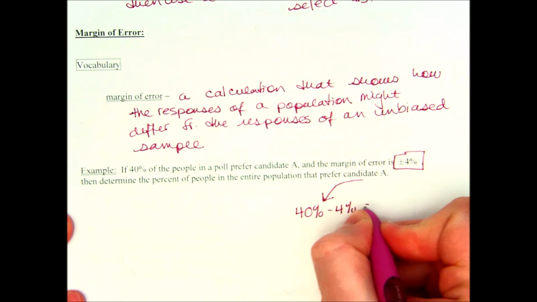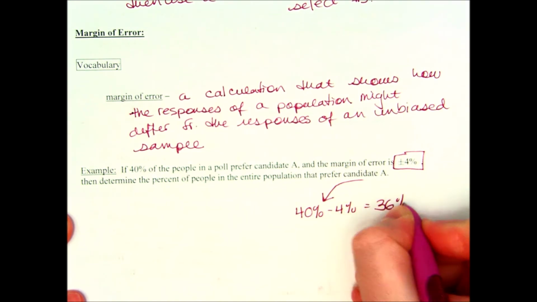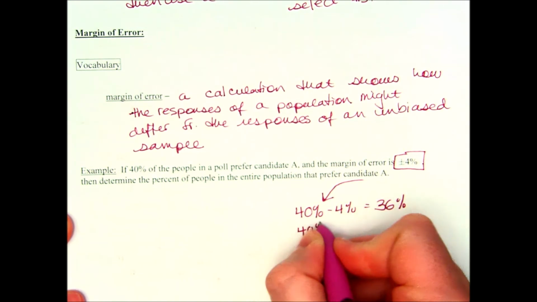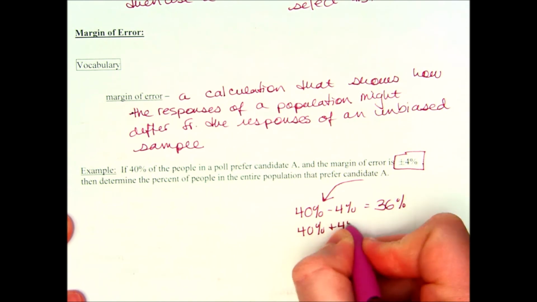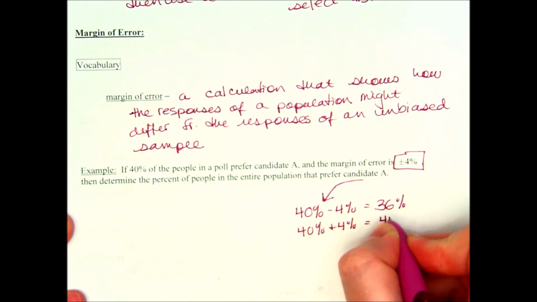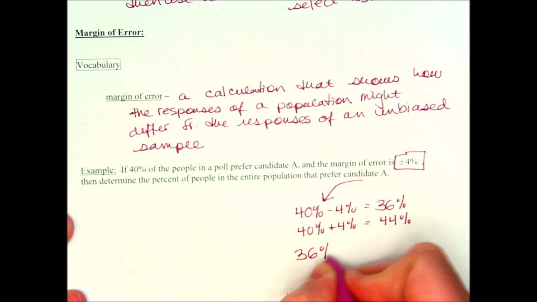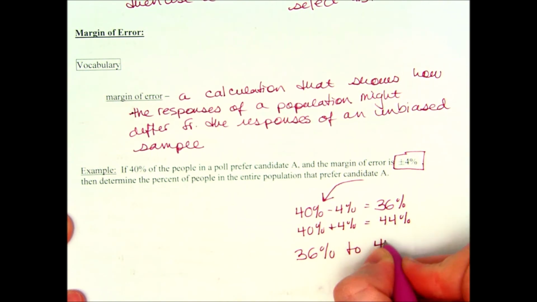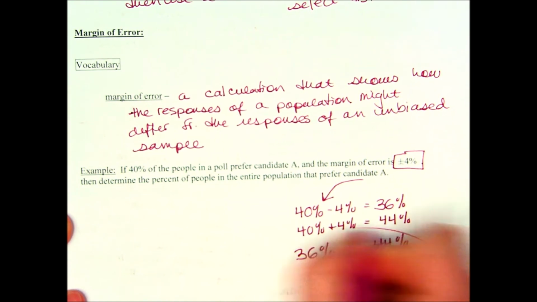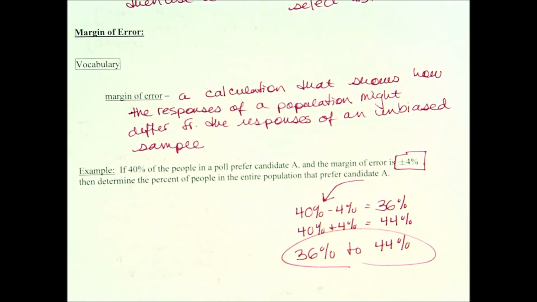It could be as low as 36%. It could be as high as 40% plus 4%. It could go as high as 44%. Anywhere from 36% to 44% of the entire population might prefer candidate A if I know that in my particular sample, 40% said they prefer candidate A, and the margin of error was 4%. Let me show you another example of this.